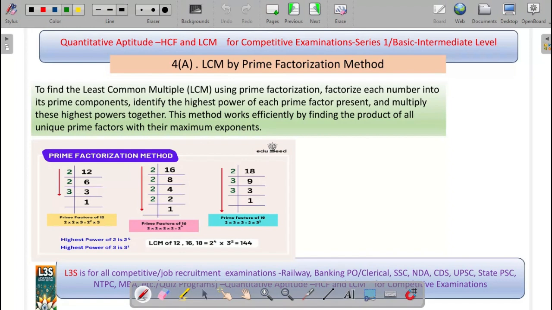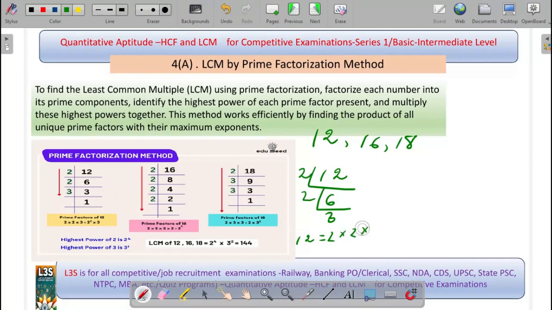Say, for example, given 12, 16 and 18. So for 12 we have factorized: 12 is 2 into 2 into 3. So what will be the maximum exponent? The power of 2 will be 2, 2 into 2 into 3, and the exponent of 3 is 1.